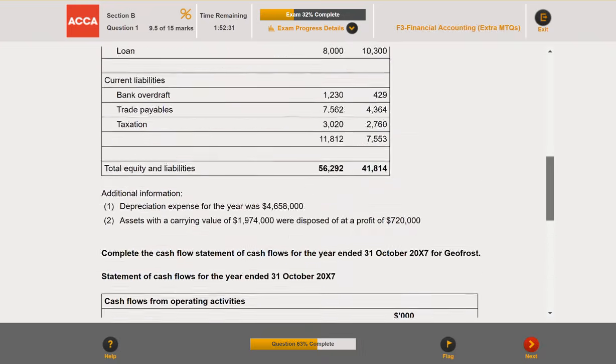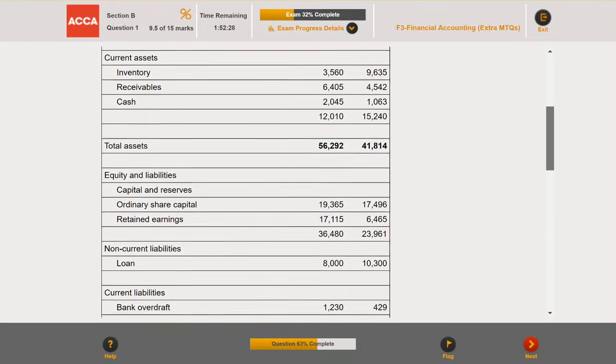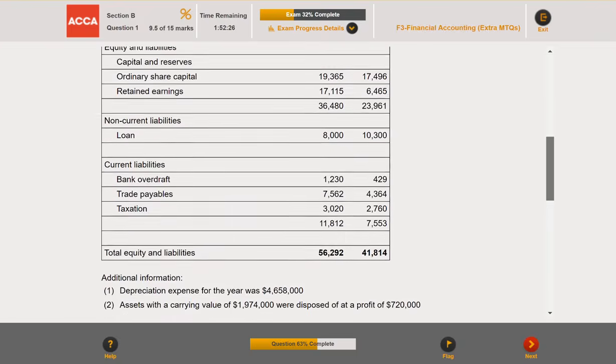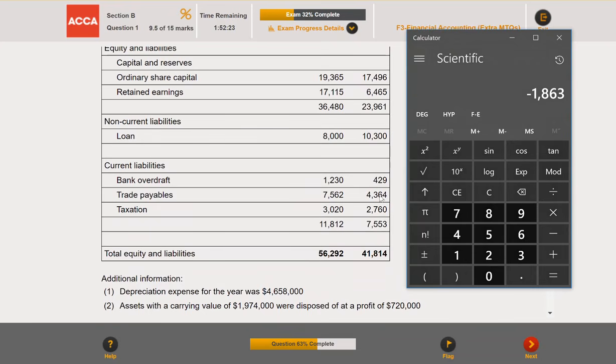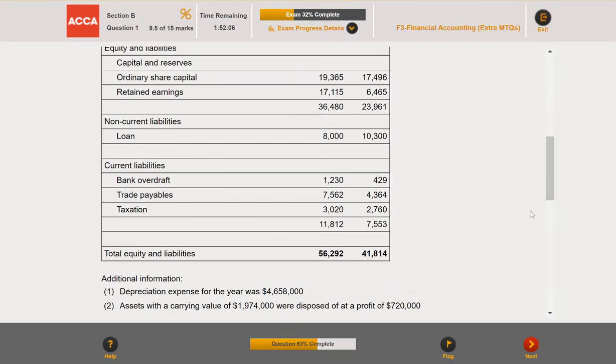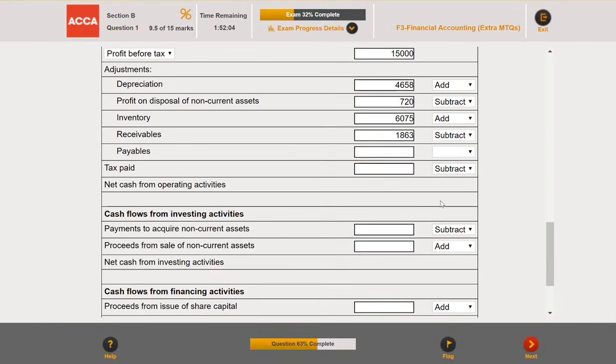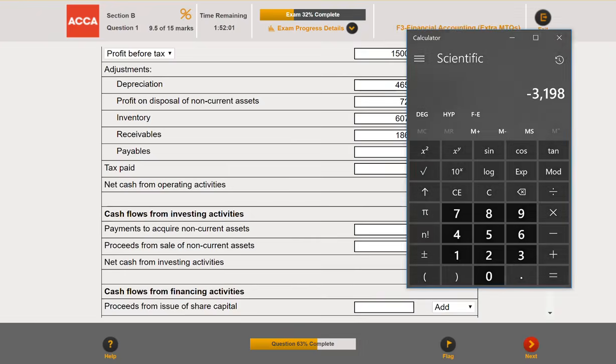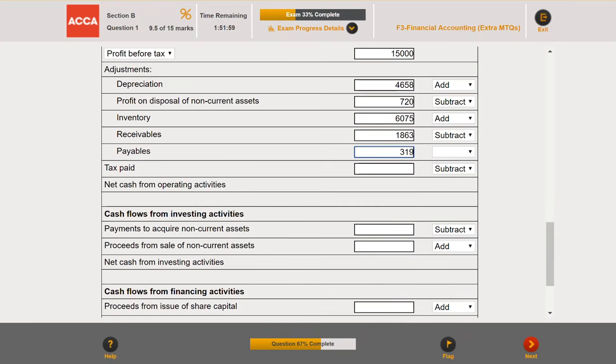Then payables. Payable is opposite of inventory and receivables. When payable increases, it is positive cash flow. It means that we haven't paid our suppliers. When they decrease, it means we have repaid them. So minus closing. So they have increased. It means we haven't paid them. That is a positive cash.